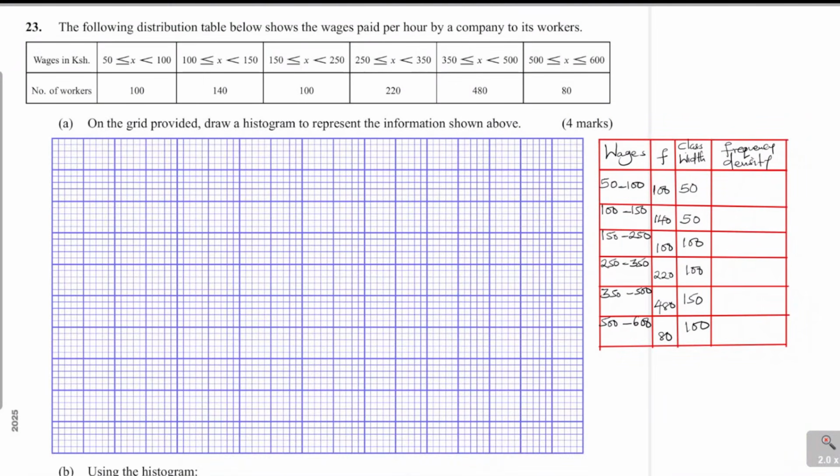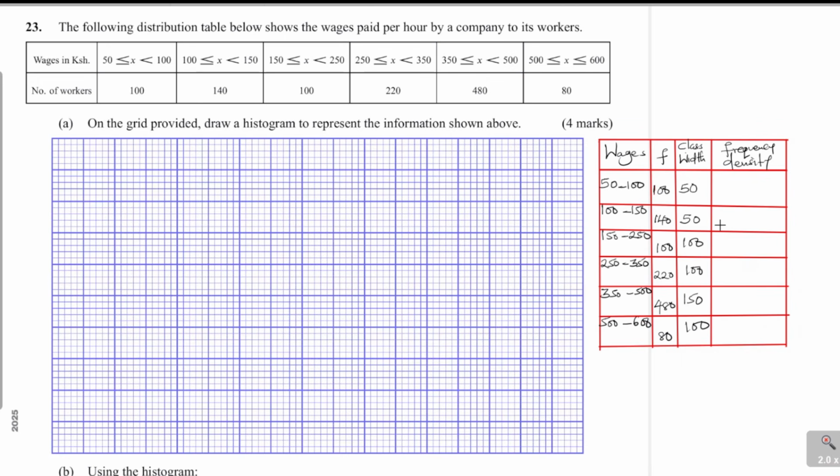Question 23. The following distribution table below shows the wages paid per hour by a company to its workers. So the table is there, having the wages and the number of workers. Part A of the question. On the grid provided, draw a histogram to represent the information shown above.